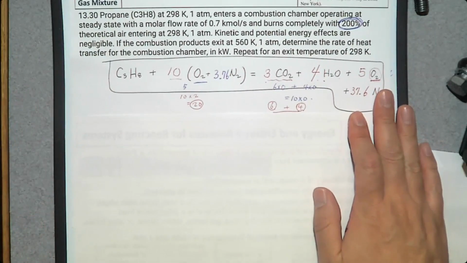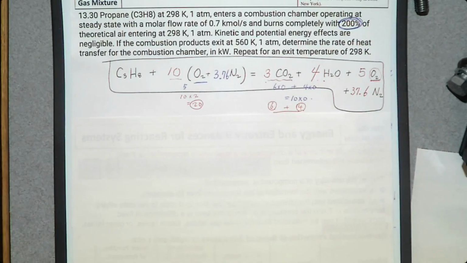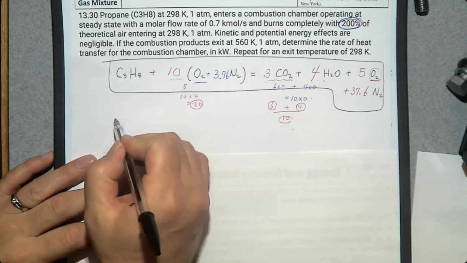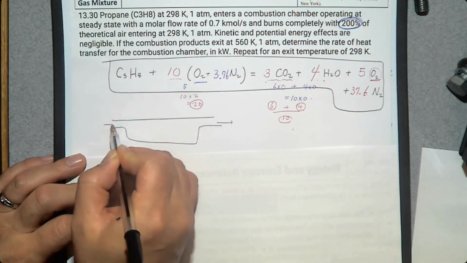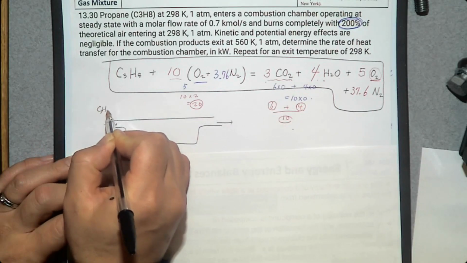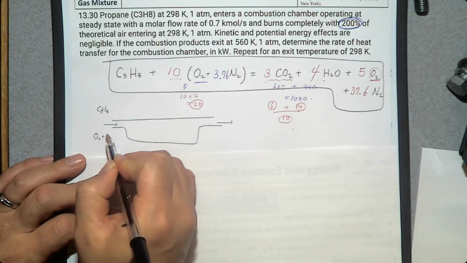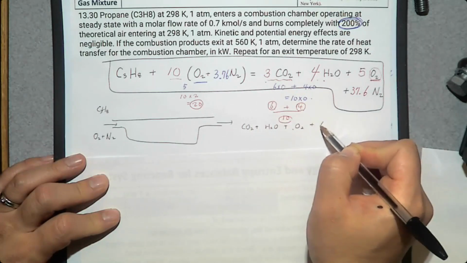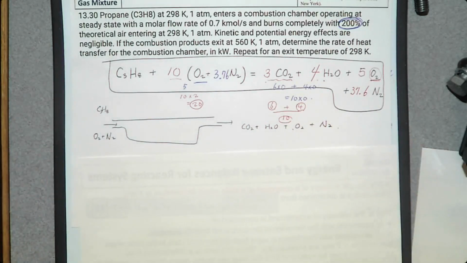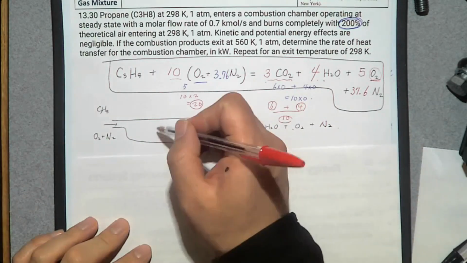So the energy balance equation is simple. We have a combustion chamber. We have an inlet, and this is the combustion chamber. We have an exit. At the inlet, we have propane, oxygen, and nitrogen. At the exit, we have carbon dioxide, water, oxygen, and nitrogen. And this combustion process is going to create heat. So there's a heat transfer from this combustion chamber to the outside. So there is Q out.